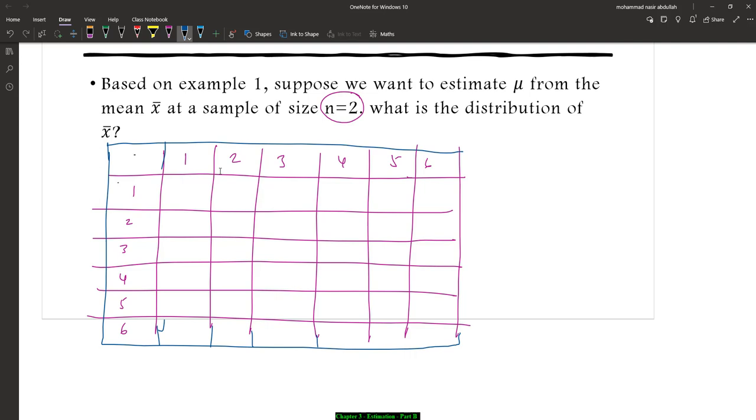So let's put all the possible outcomes. This is 1 and 1, 1 and 2, 1 and 3, 1 and 4, 1 and 5, 1 and 6. This is 2, 1. You can do it by yourself. We just want to list down all the possible outcomes, because we want to calculate the mean, since the question asks what the distribution of x bar is.